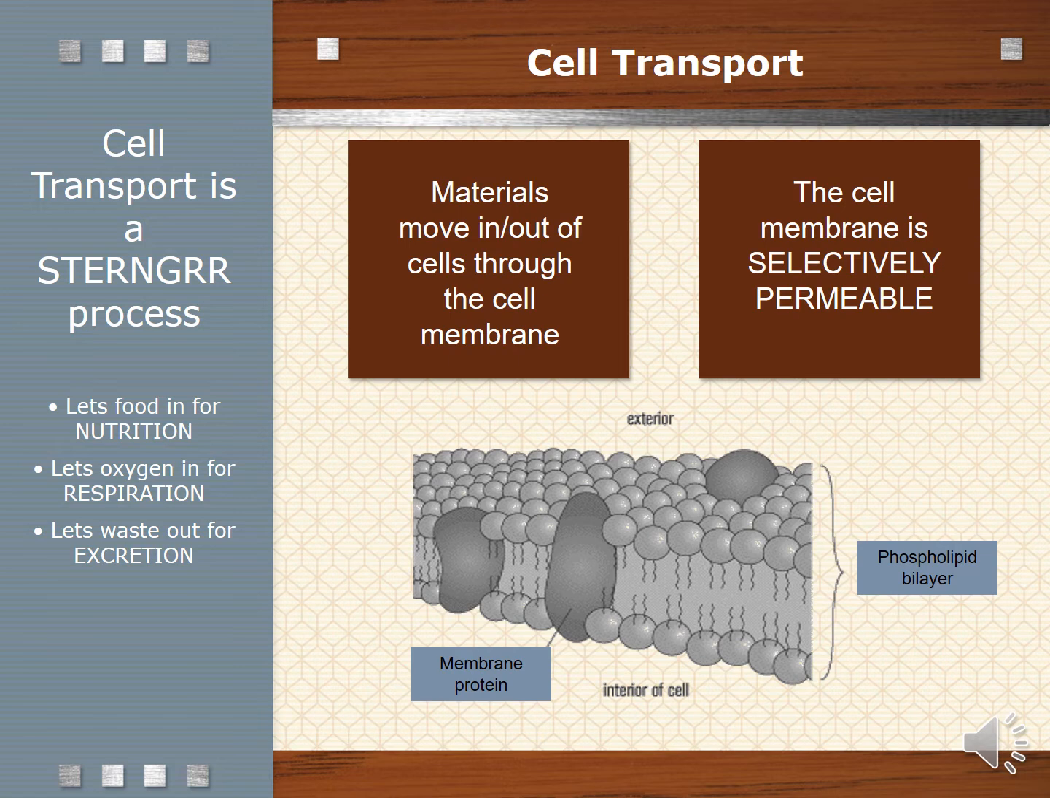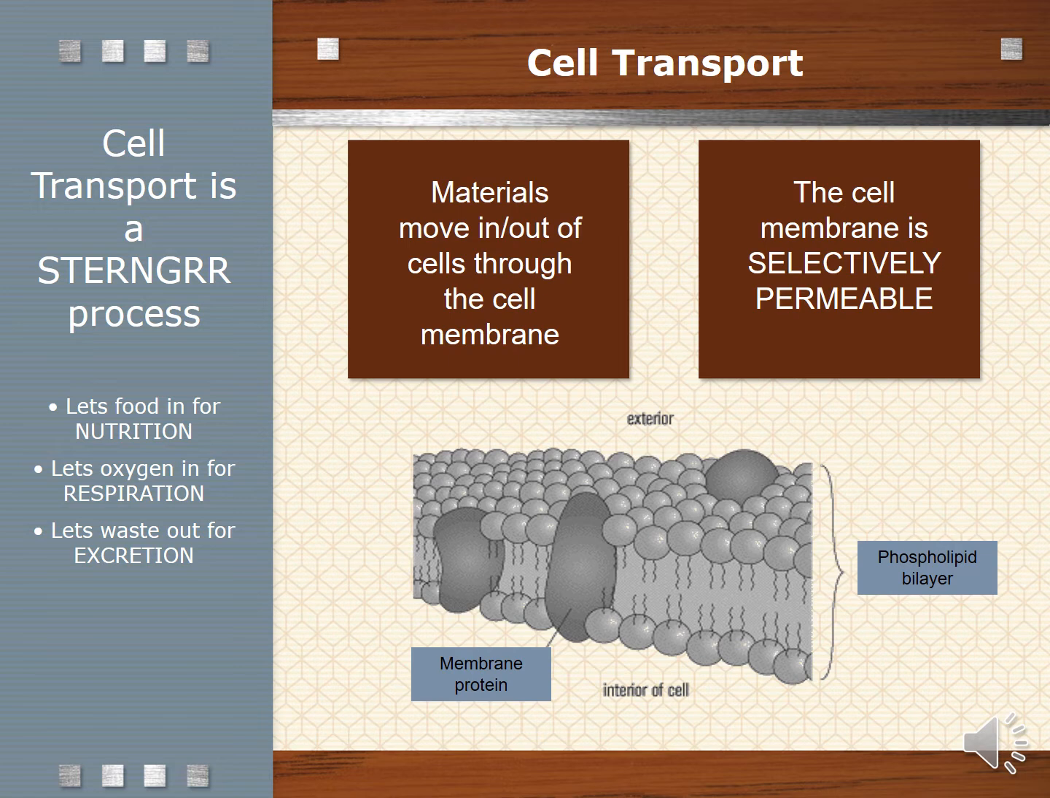Cell transport is a STIRRING-GURR process. So it does three things. It lets food in for nutrition, it lets oxygen in for respiration, and it lets waste out for excretion. There's nutrition, respiration, excretion, three more of your STIRRING-GURR letters.